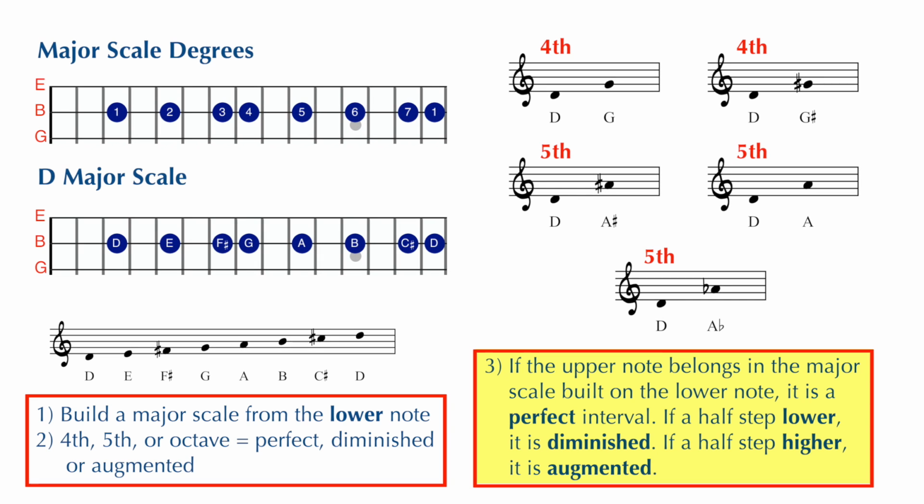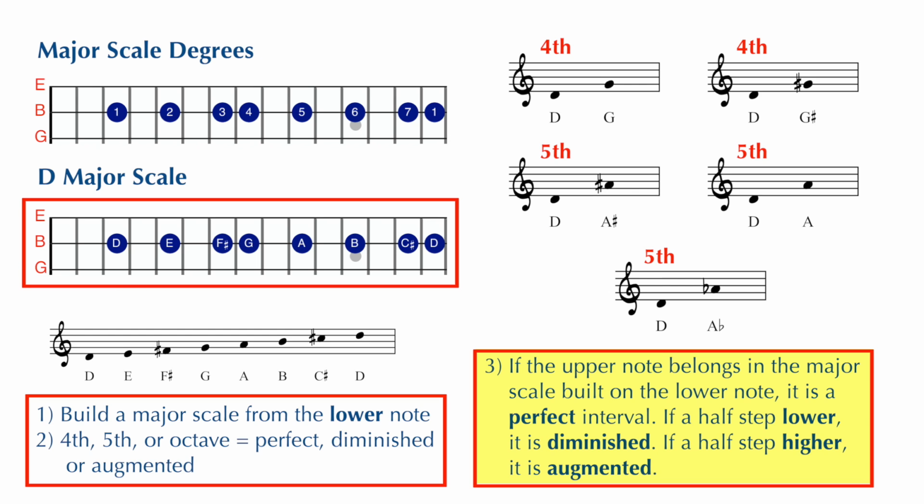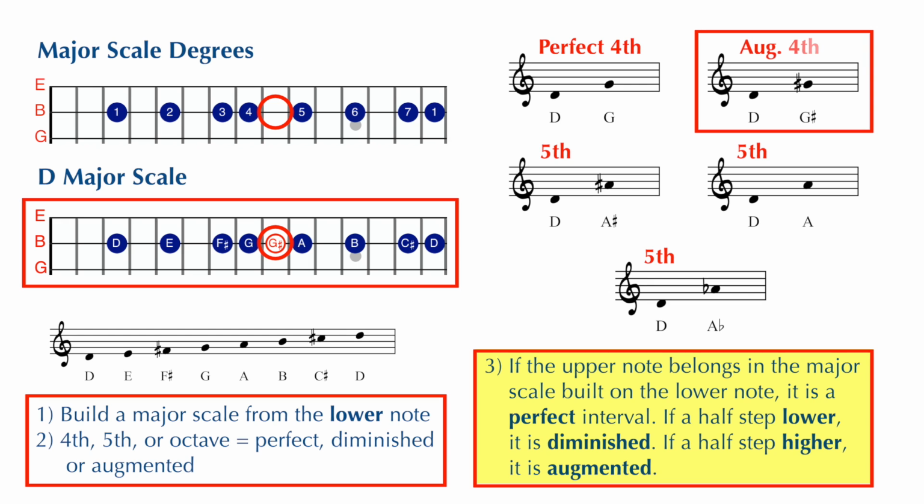So let's say you have this set of intervals with D being the lowest note of each set. Since D is the lowest note of each interval, construct a D major scale, and now you have a measuring tool. D up to G is a fourth. G is part of a D major scale, so D up to G is a perfect fourth. D up to G sharp is also a fourth. G sharp is not part of the D major scale. The fourth scale degree of D is G. G sharp is a 1/2 step higher, so D up to G sharp is an augmented fourth.